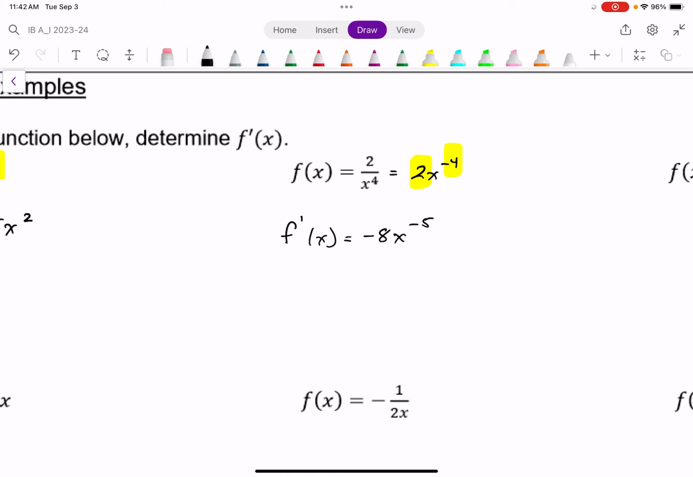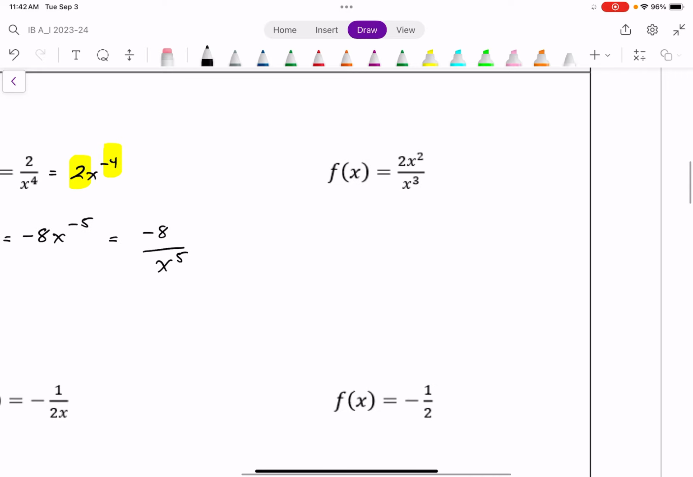So negative 8 times x to the negative 5, which can also be written as negative 8 over x to the positive 5. Neither of those two was better than the other. Just keep in mind, a negative exponent means dividing by some positive exponent. And so we always want to be familiar with how to write those. So I'll tend to write them in both different ways.